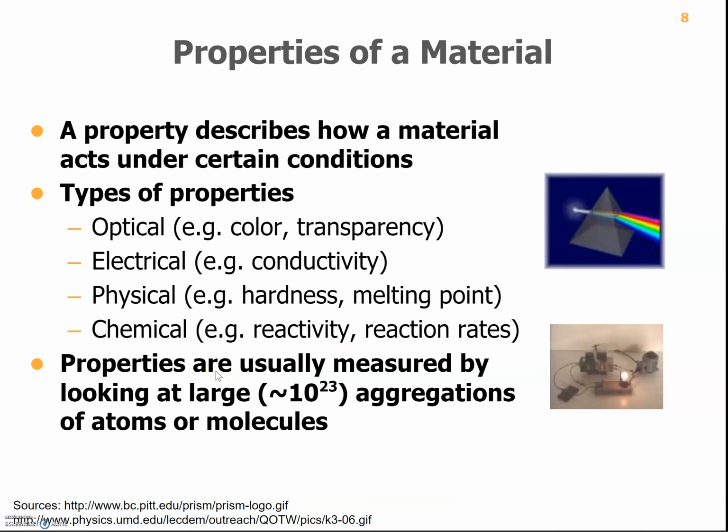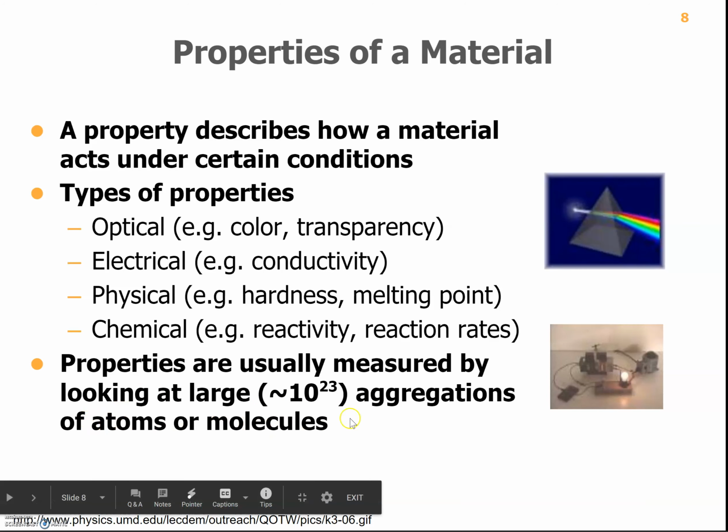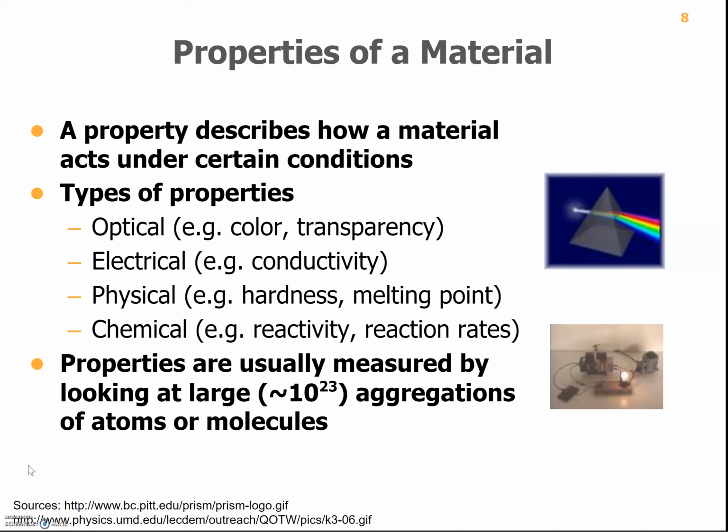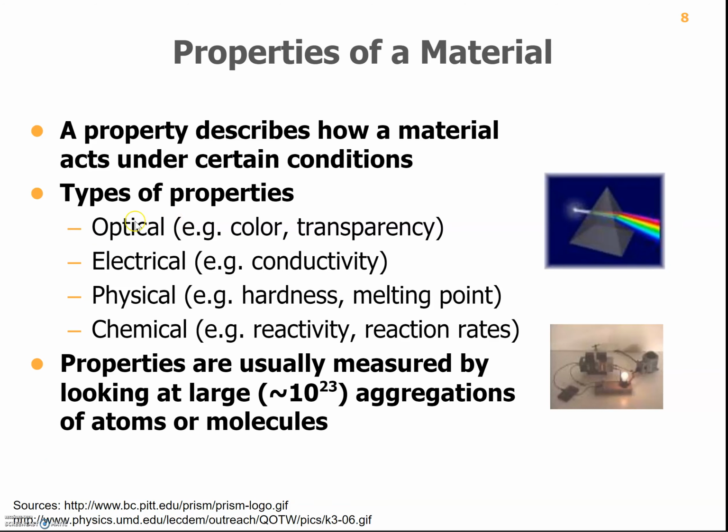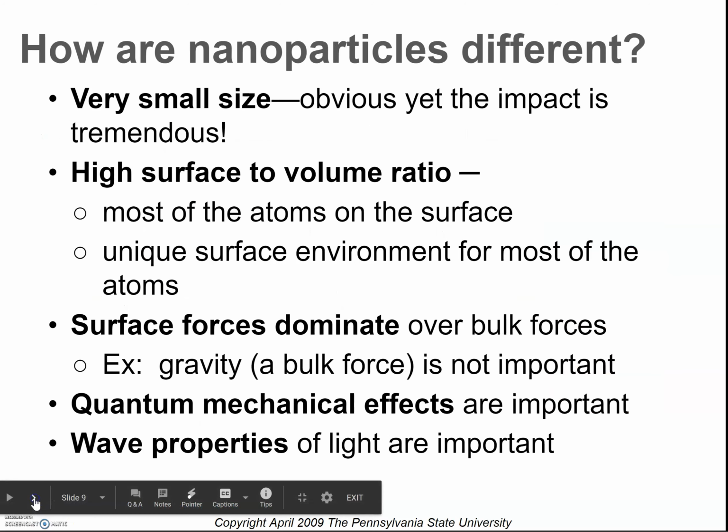So most of what we know and have grown up with are the properties that are usually measured by looking at large aggregations, like 10 to the 23rd atoms or molecules. So those are many molecules together. But what happens when you have very small aggregations of molecules, or nanoparticles? In this PowerPoint, we're going to be talking about most of these, not so much electrical properties, but they also change drastically at the nanoscale.